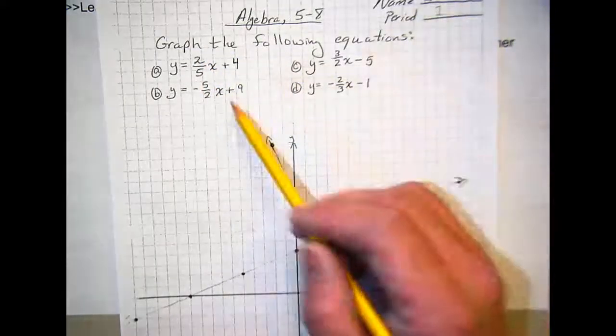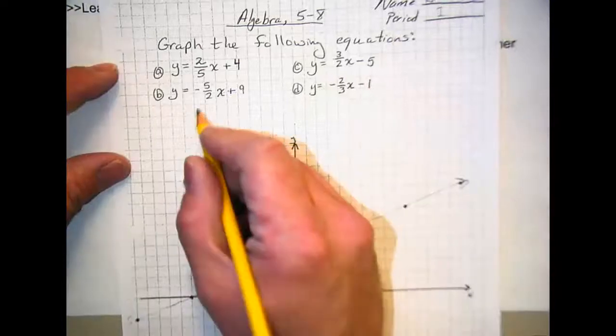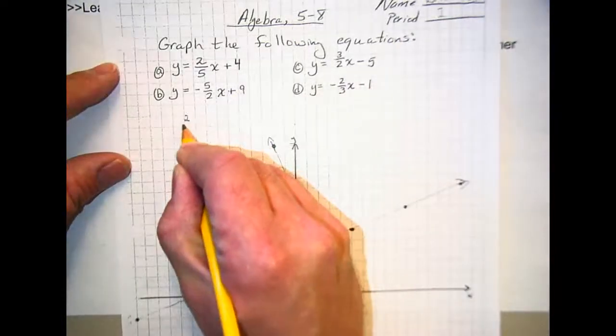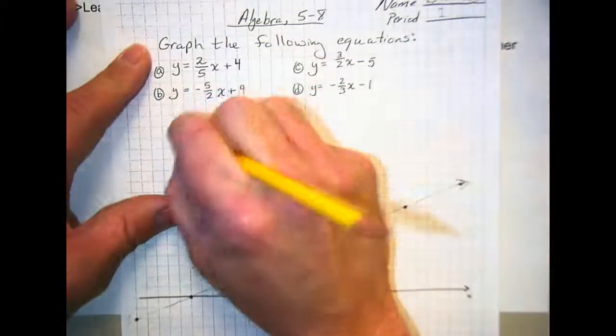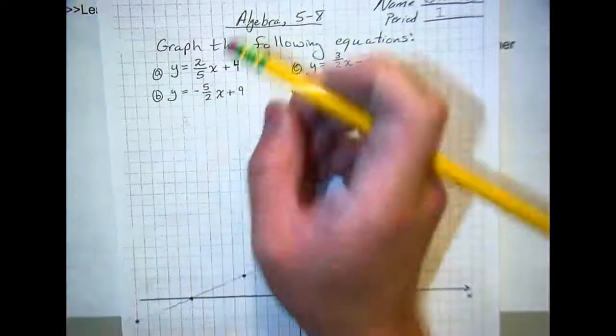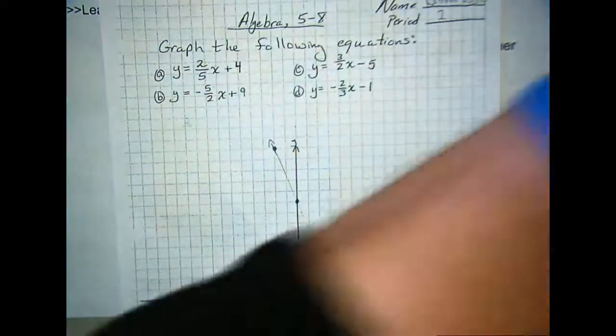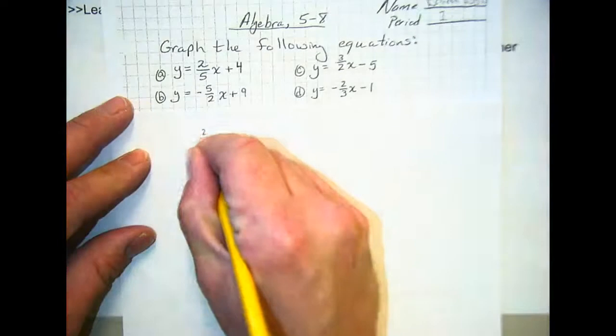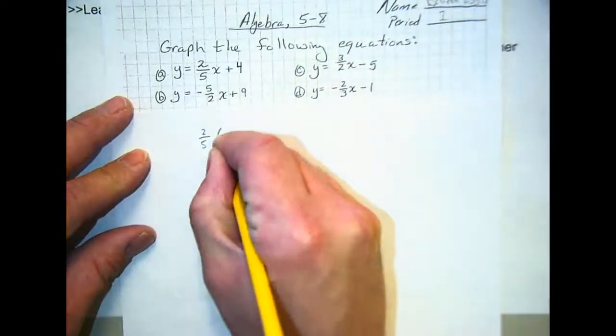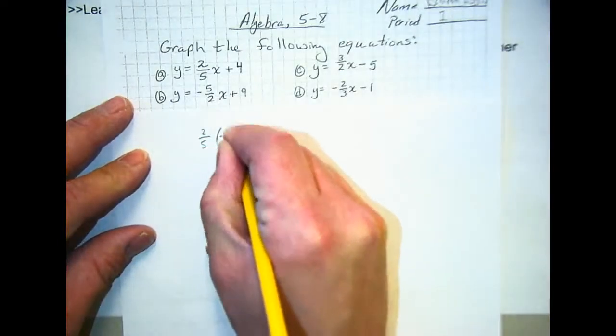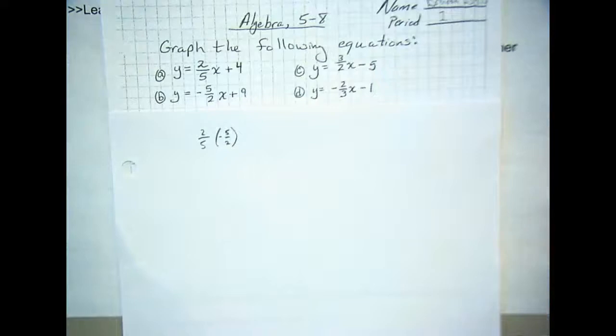The other thing, I want everyone to take these two slopes, 2/5 and negative 5/2, and I want you to multiply those two things together. Multiply 2/5 by negative 5/2 on paper. You don't need a calculator for this. Multiply them together, please.